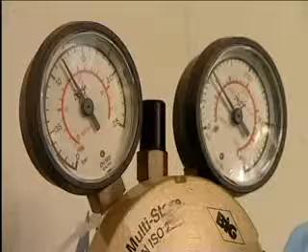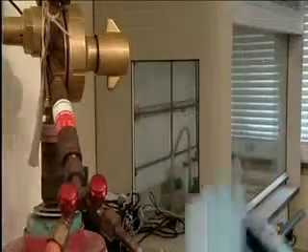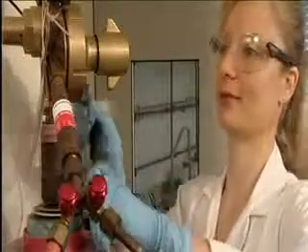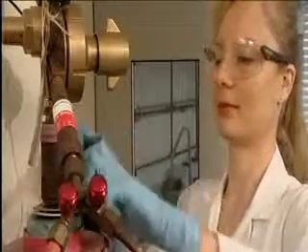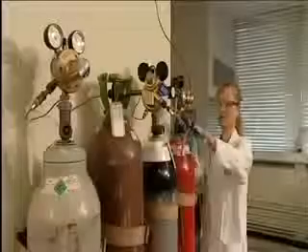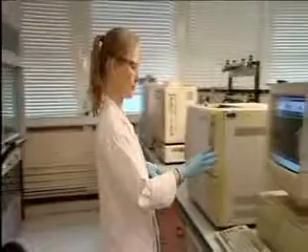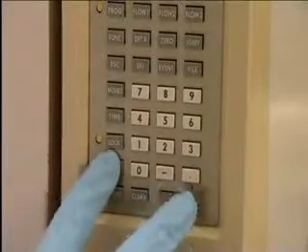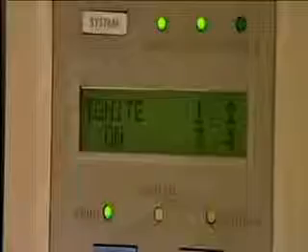Before beginning a separation, the operator must set the flow rate of the gases and the temperature of the oven. The temperature of the inlet port is also set at a level that ensures that the sample is fully vaporized, and the flame ionization detector must be lit.